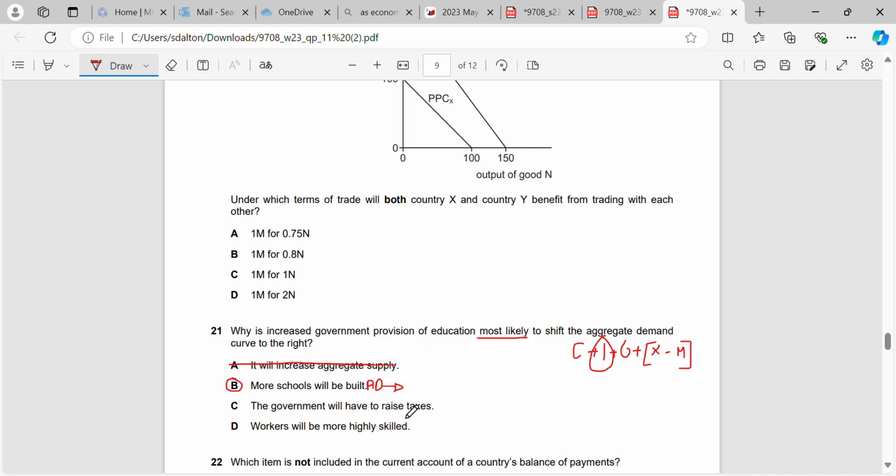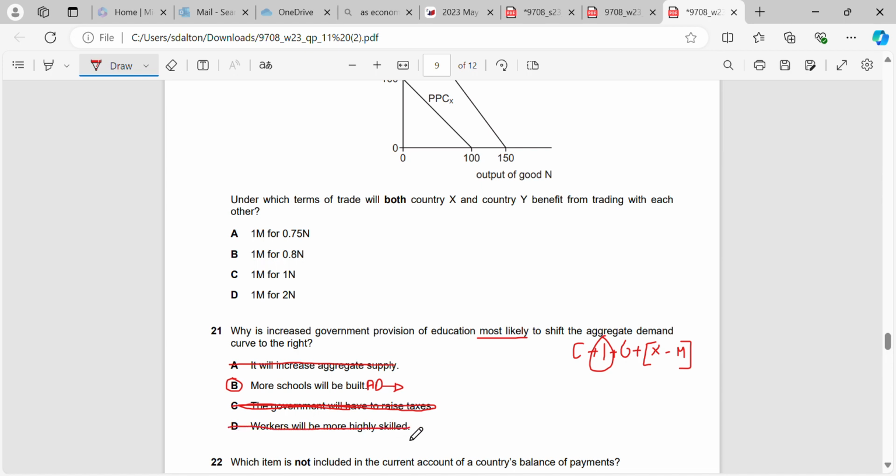The government will have to raise taxes. That's not necessarily going to increase our aggregate demand, right? Remember that if they raise taxes, what is that likely to do? That is likely to move AD to the left anyway.